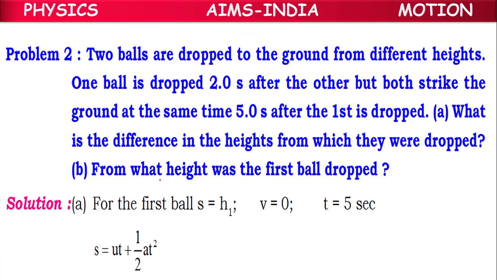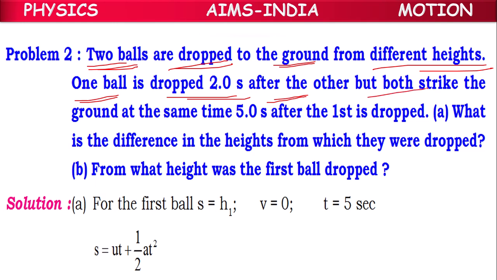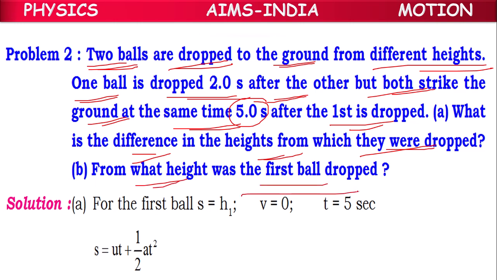Okay, next solved example. Two balls are dropped to the ground from different heights. One ball is dropped 2 seconds after the other, but both strike the ground at the same time, 5 seconds after the first is dropped. What is the difference in the heights from which they are dropped? From what height was the first ball dropped?